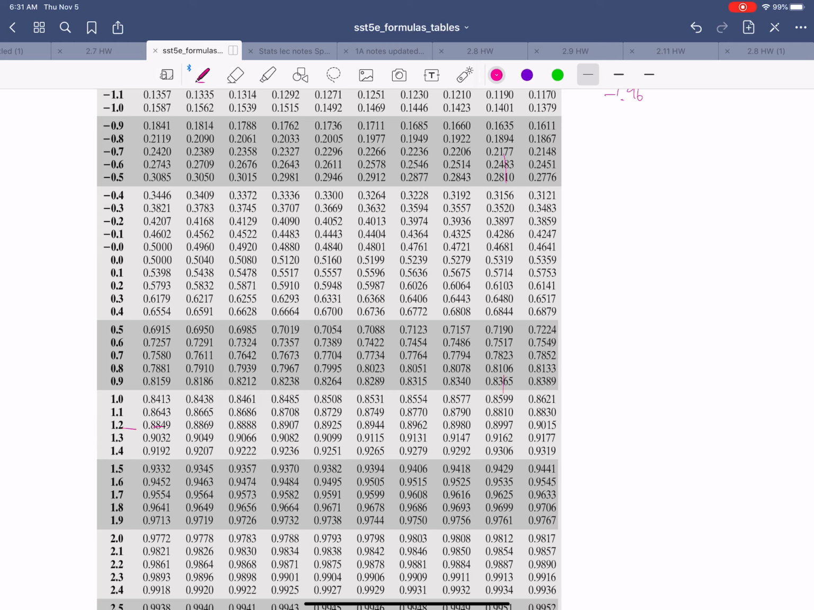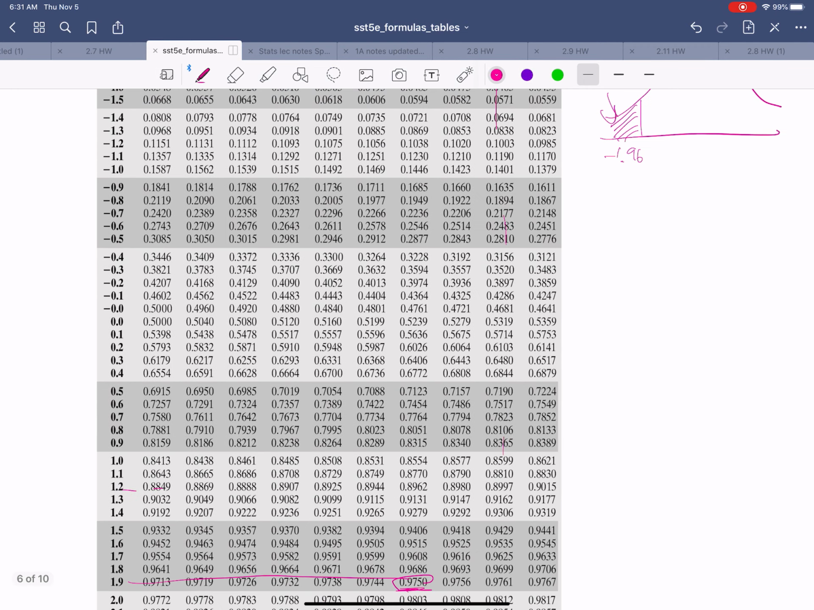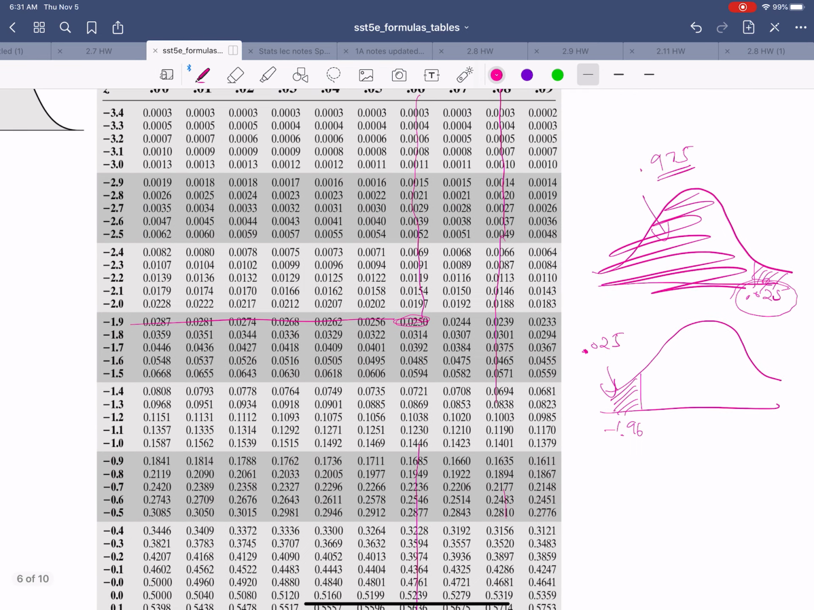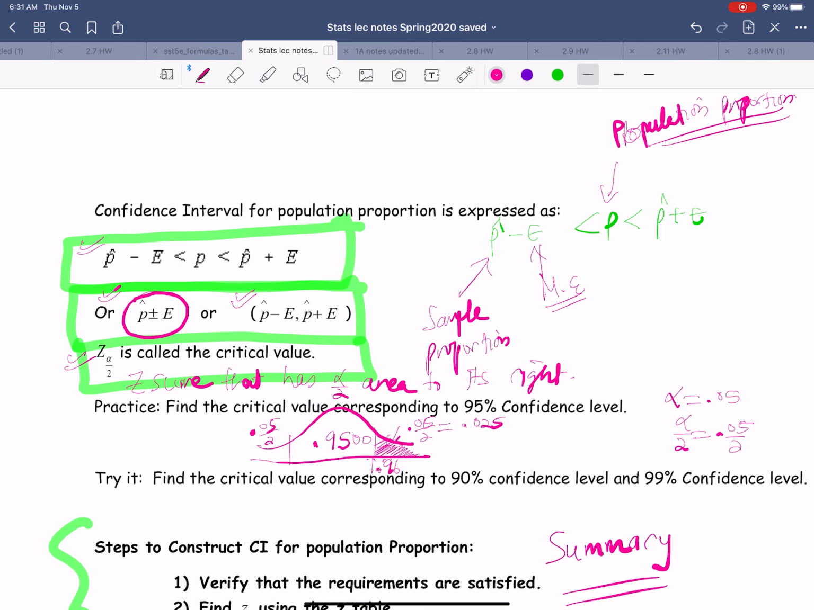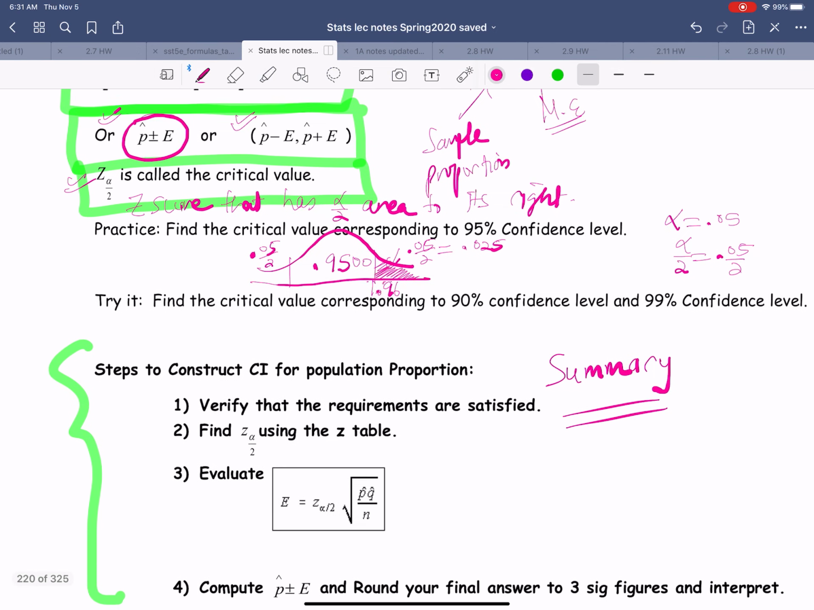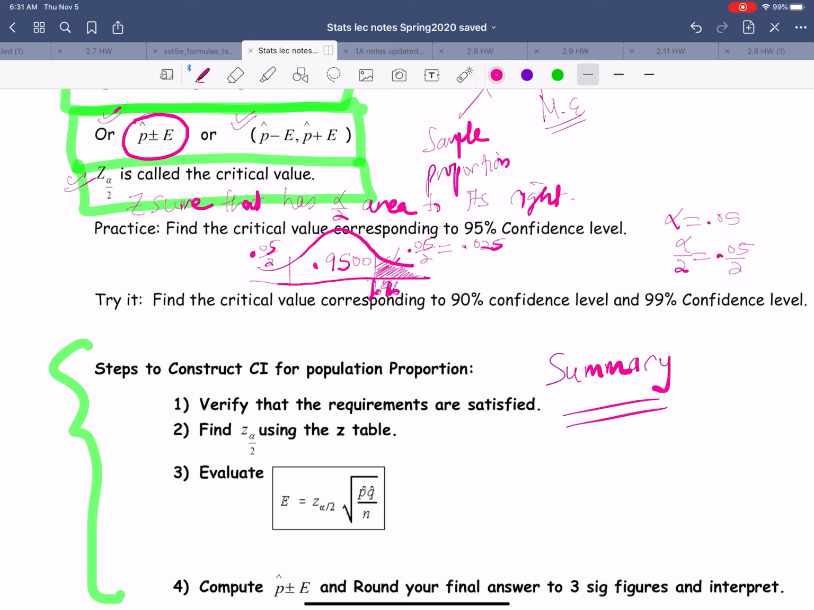0.975, that is right here. So again, 1.96 is my z-score. Okay, so going back to the notes, 1.96 is the z-score that has 0.025 area to the right. Let's look at another example.